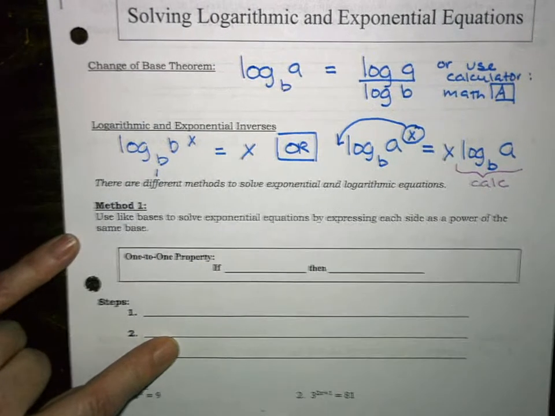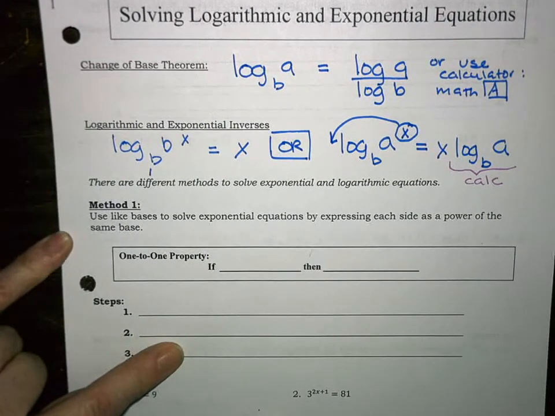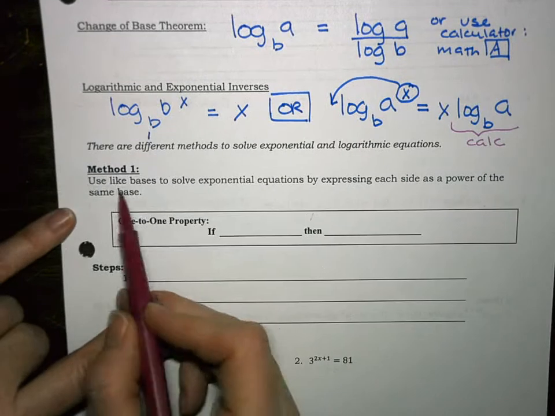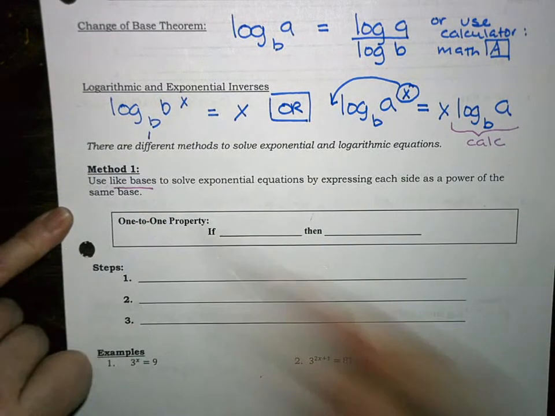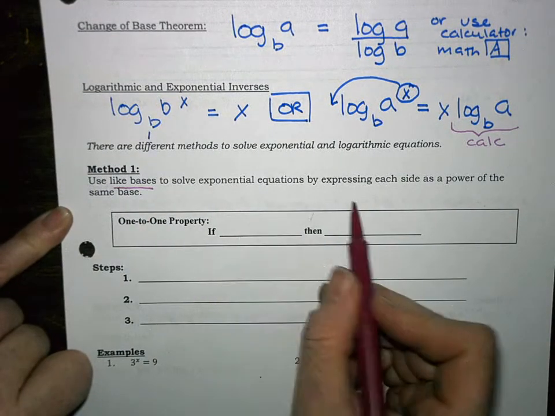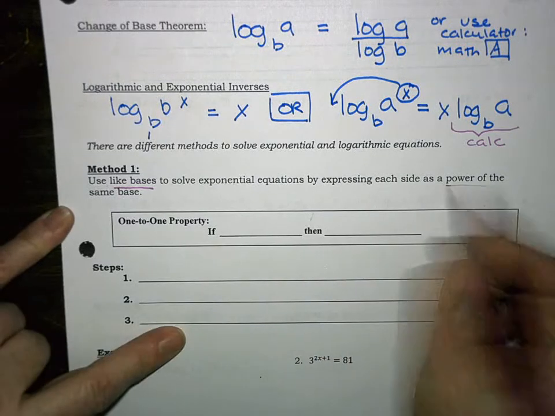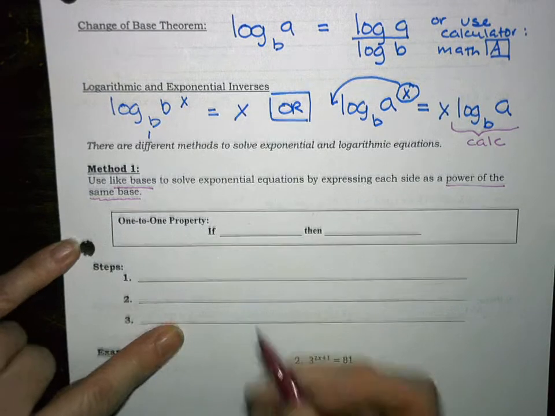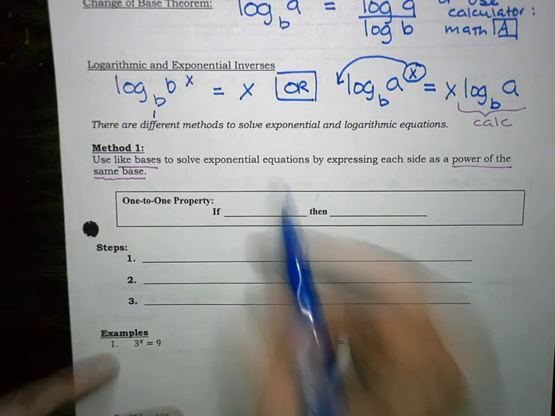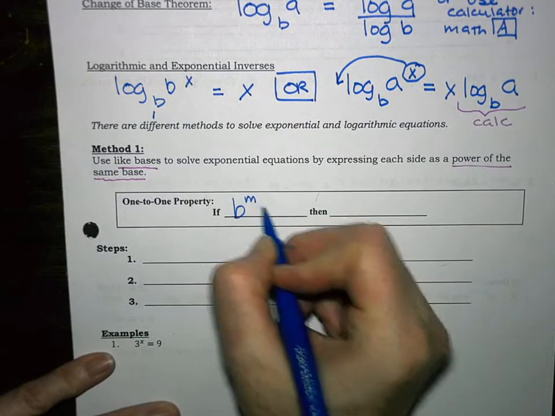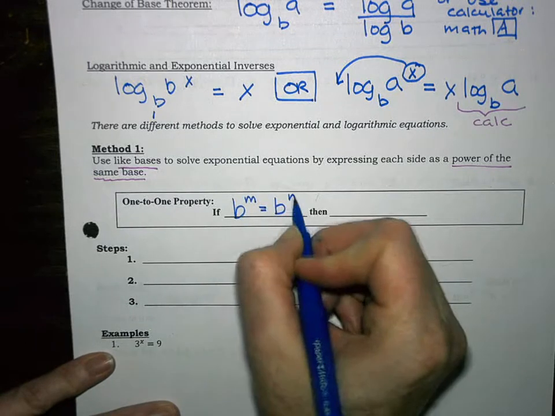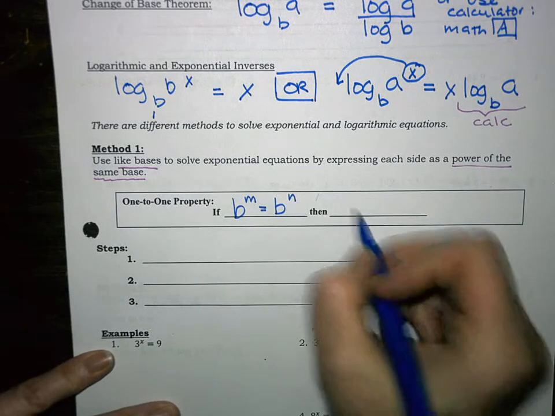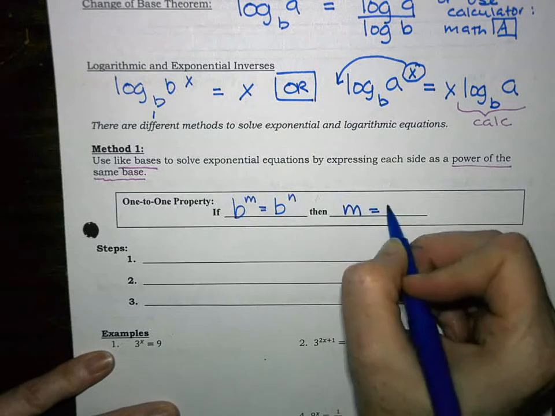We're going to use 4 methods, and they're more like 4 different situations. We can use like bases, everybody underline like bases, to solve exponential equations by expressing each side as a power of the same base. So if b to the m is equal to b to the n, if the bases are the same, then m equals n.